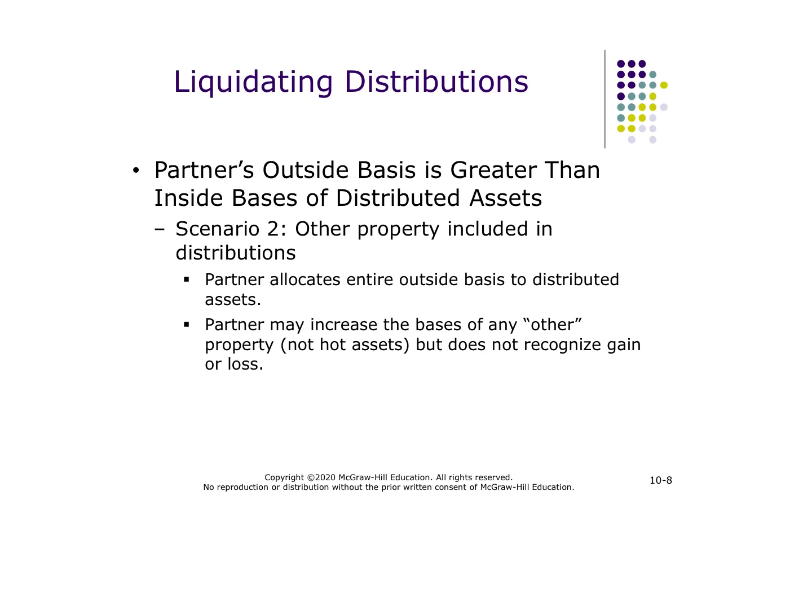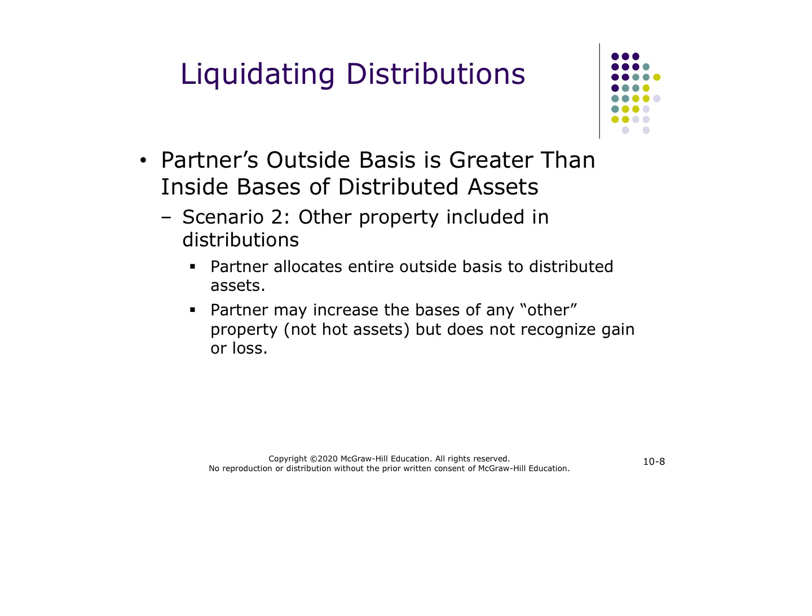Okay, so we're still in liquidating distributions. And if you're following along in the PowerPoint that I posted on Canvas, you'll notice that we just did scenario 1, and then this is a slide relating to scenario 2, and there's also scenarios 3, 4, and 5. And those have to do with the different relationships between what the distribution is relative to what the partner's outside basis is, right? So the relationship between the outside basis and the inside basis of the assets that are being distributed, okay?